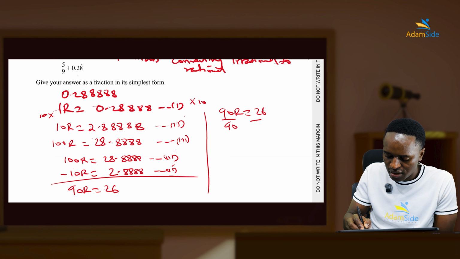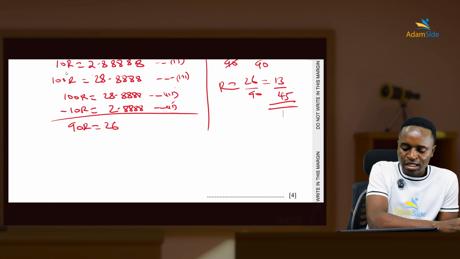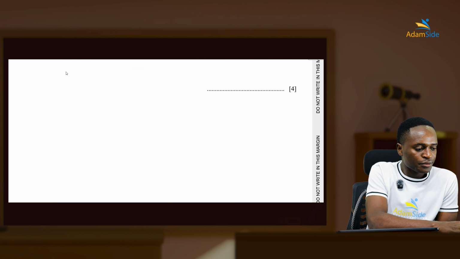Divide by 90, divide by 90. r is the same as 26 over 90. Divide by 2, divide by 2, you get 13 out of 45. That's the fraction. And then from now, add.